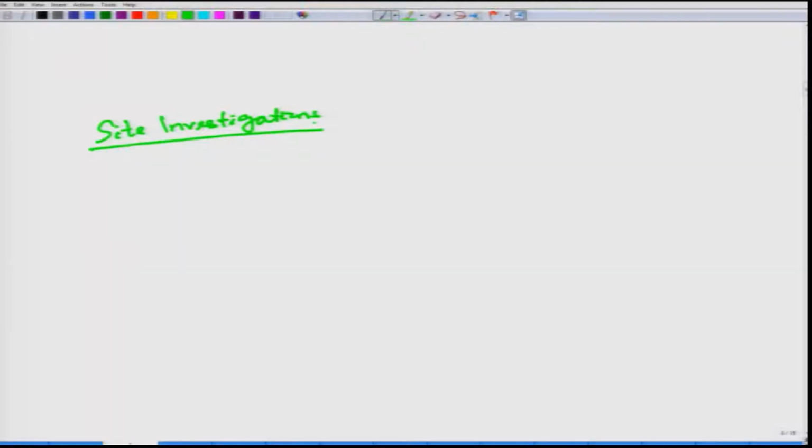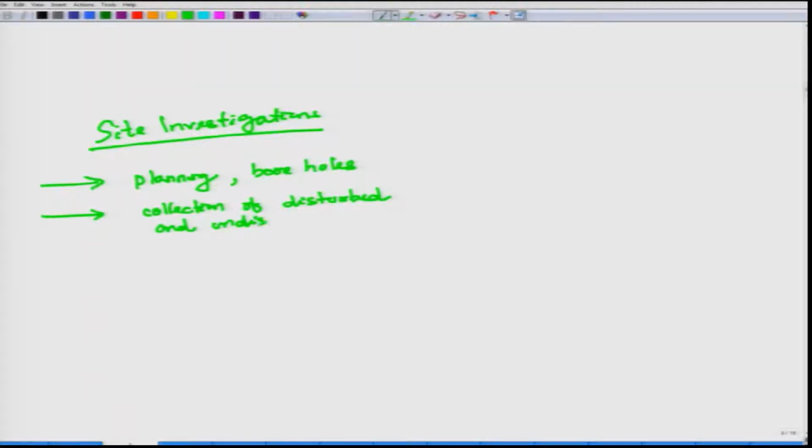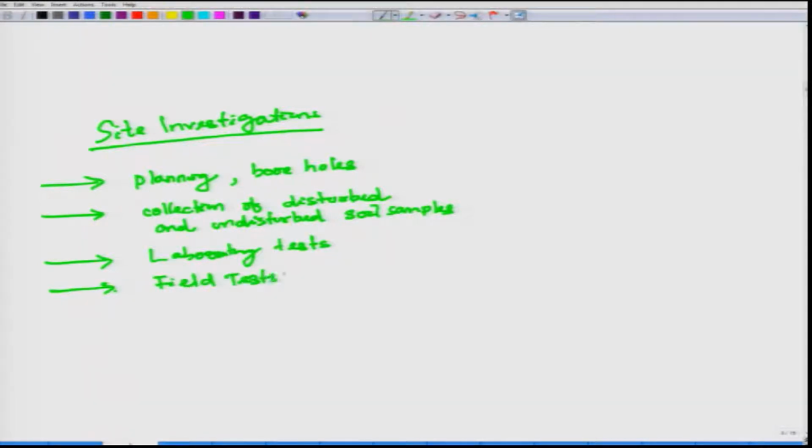Detailed site investigations, if I say it, then in this we can start with planning, making test borings or boreholes, then collection of disturbed and undisturbed soil samples, then laboratory tests, and while making the boreholes we can also do field tests if required. This is all about detailed site investigations.